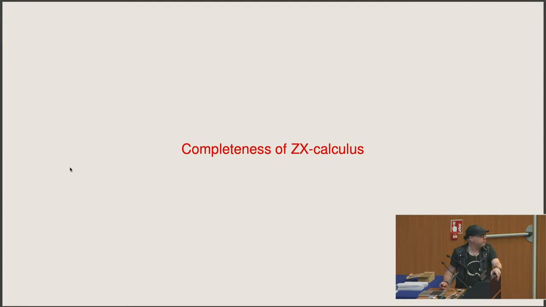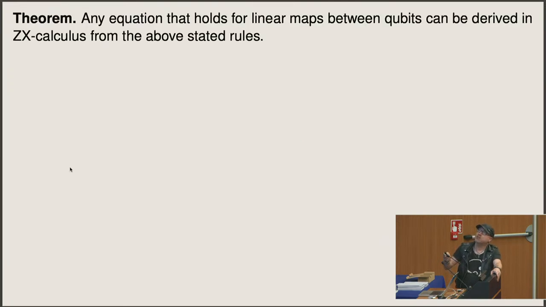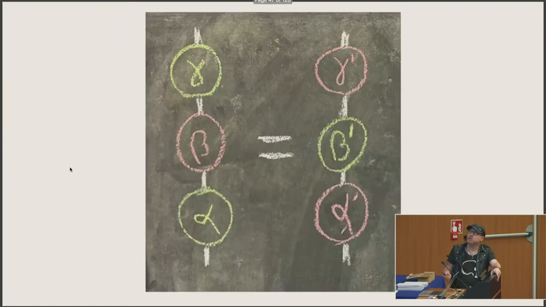This is not some notion which is typically known to physicists. It's not something physicists would ever write about, because physics is done with a static Hilbert space, and then you generate dynamics on it. Physicists don't think in terms of these rewrite rules. So what does completeness mean? Any equation that holds for linear maps between qubits can be derived in ZX calculus from the above stated rules. This is quite something. This means anything you can do with linear algebra, any equation you can derive using matrices and all that, you can do with those rules I just showed you.